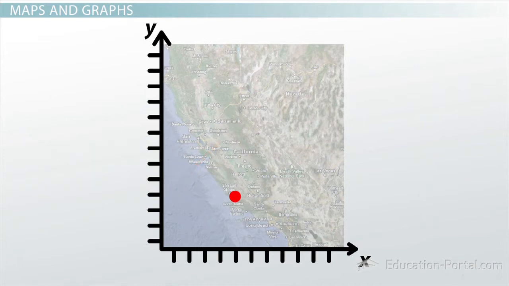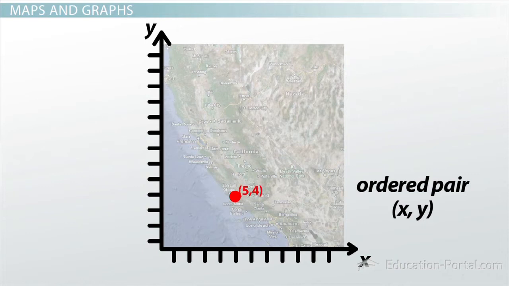So this means we can plot any point by representing it in what's called an ordered pair, (x, y). For example, we can plot the point (5, 4), which is an ordered pair. (5, 4) is where x equals 5 and y equals 4. So I'm going to count 5 over from the y-axis, and I'm going to count 4 up from the x-axis.